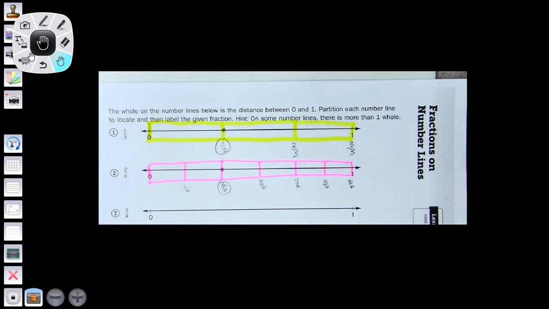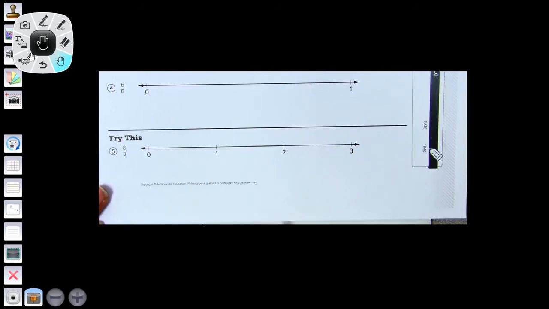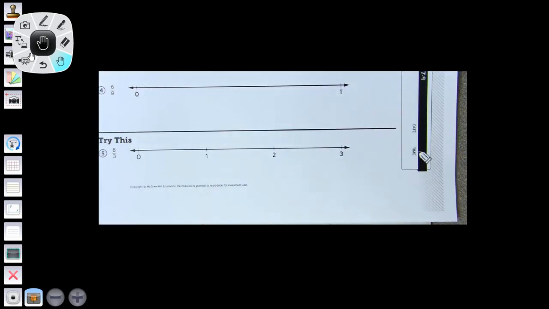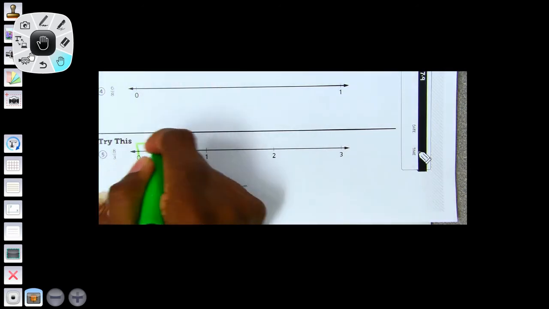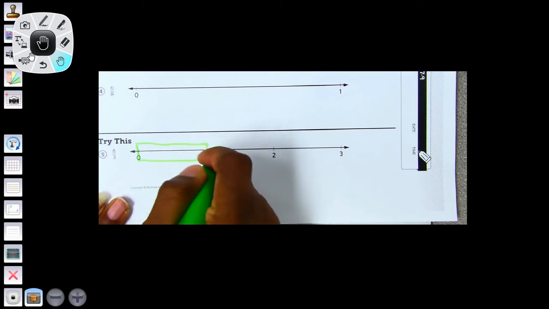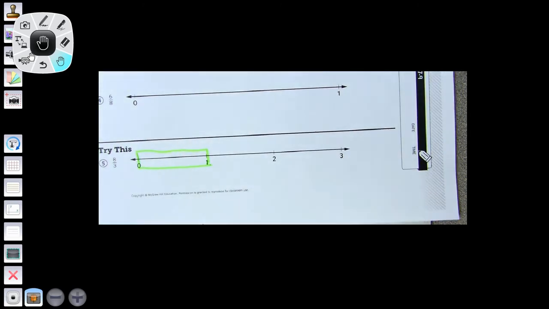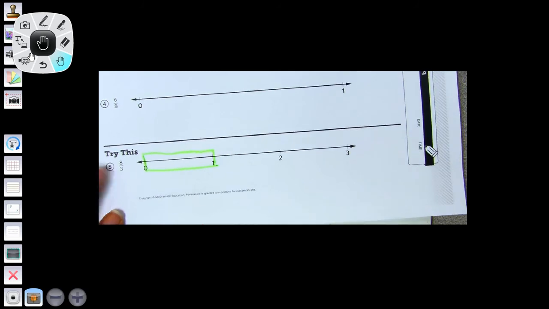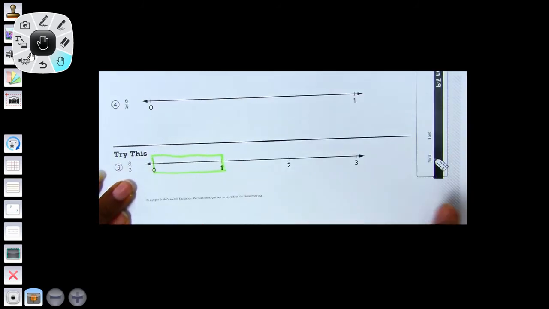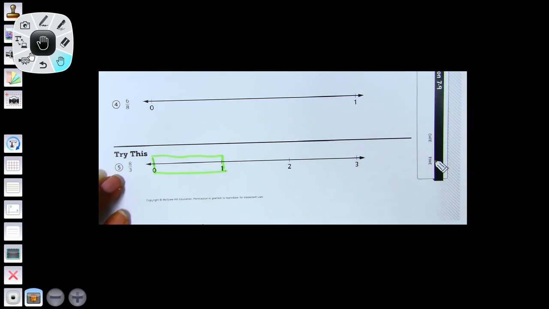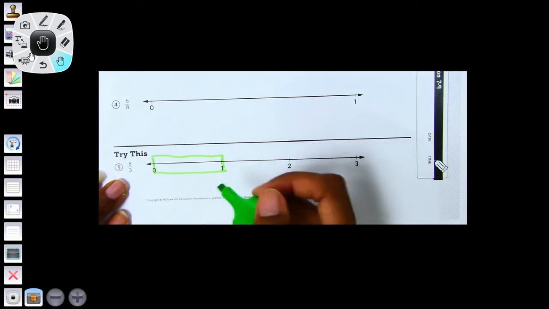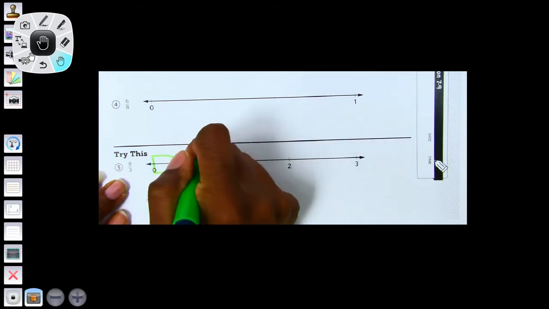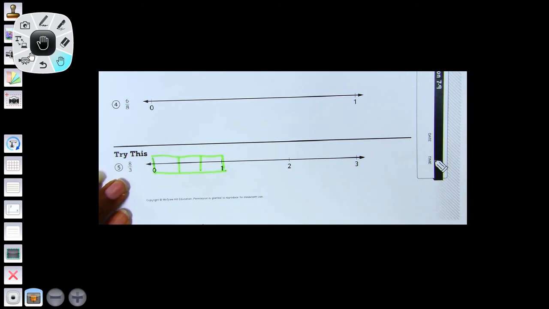Okay, let's take a look at a challenge problem. Look at this number line. The very first thing I need to do is identify the whole. The whole on this one does not take up the entire number line. However, I need to partition it into thirds. And when I count, I need to count out 8 thirds. So let me go ahead and partition this whole into thirds, 3 equal pieces, and label my pieces.